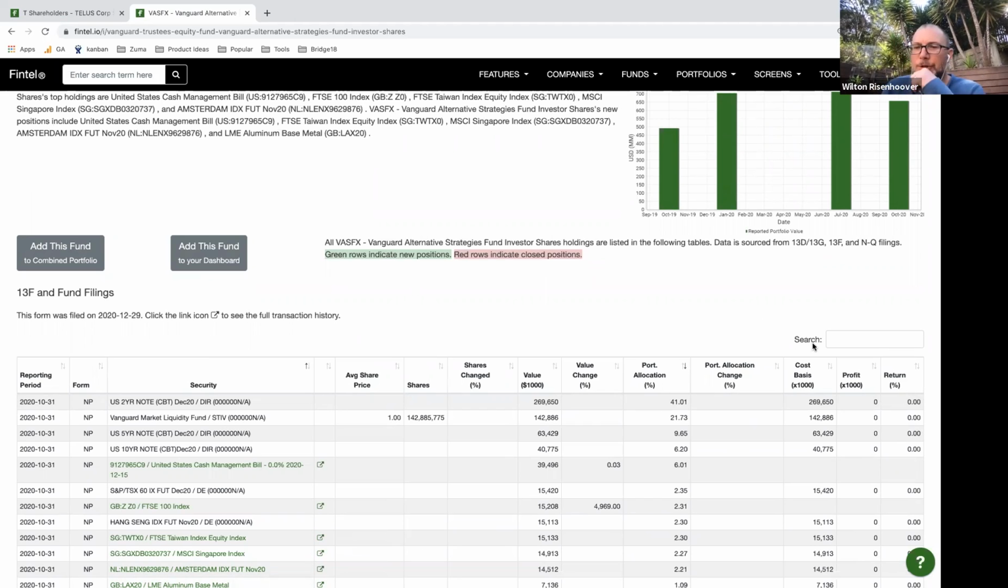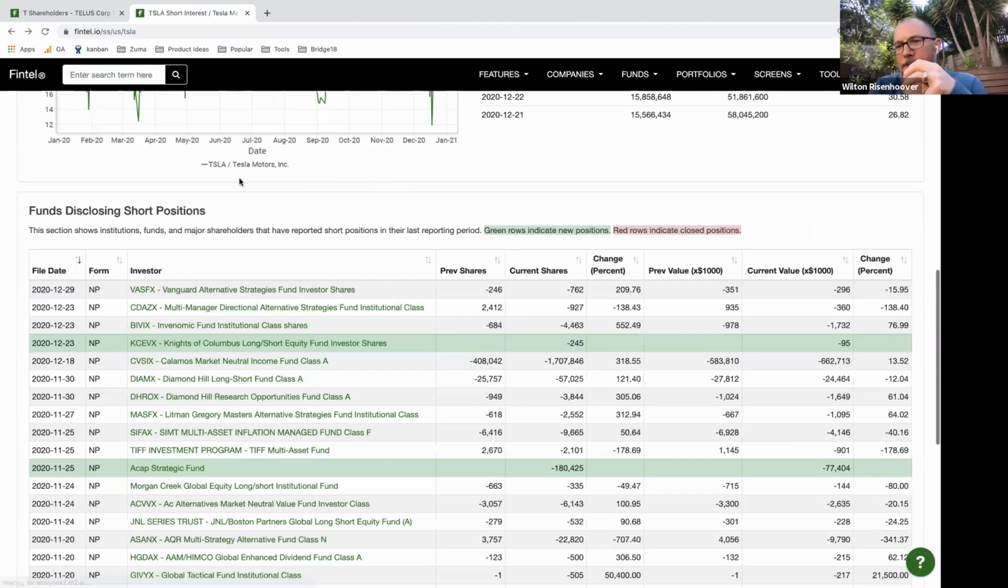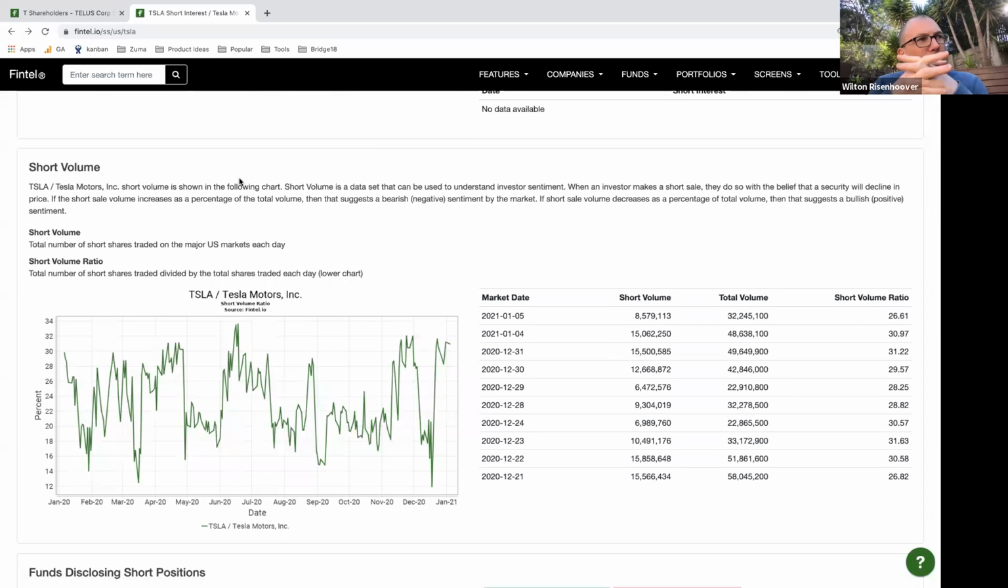So what is the best way to use short interest? Short interest and short data basically tell you a level of sentiment. Really, all of this information is about sentiment. We're looking at ownership data: what is the institutional ownership of a company? We're looking at the insider data to understand the insider sentiment. And then short interest is really another form of sentiment.